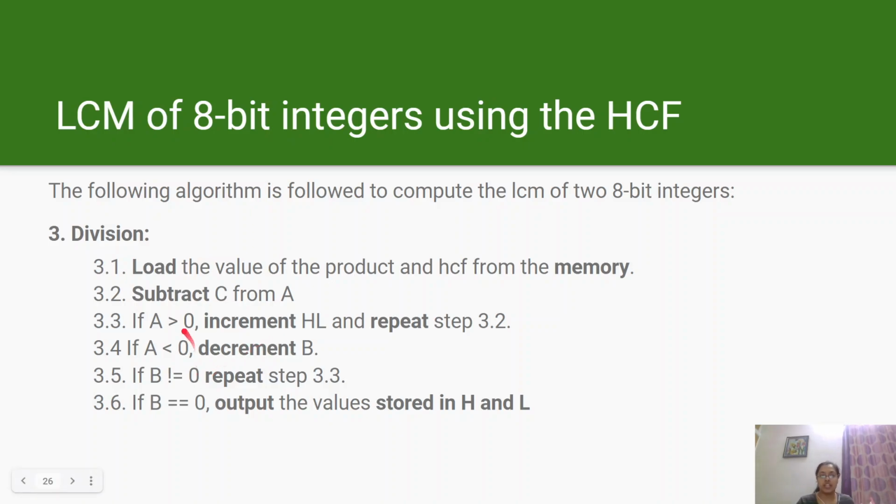So till A is greater than 0, we will be incrementing HL. If A becomes less than 0, that means that the least significant bits have become 0, but we still have the most significant bits with us. So we have to repeat it again by taking into consideration the most significant bits also. So we keep on repeating the subtraction process again and again till we have B equal to 0. B has the most significant bits at the time. So when both the most significant bits and the least significant bits become 0, then HL will have the value of the quotient of the division of the product and the HCF.